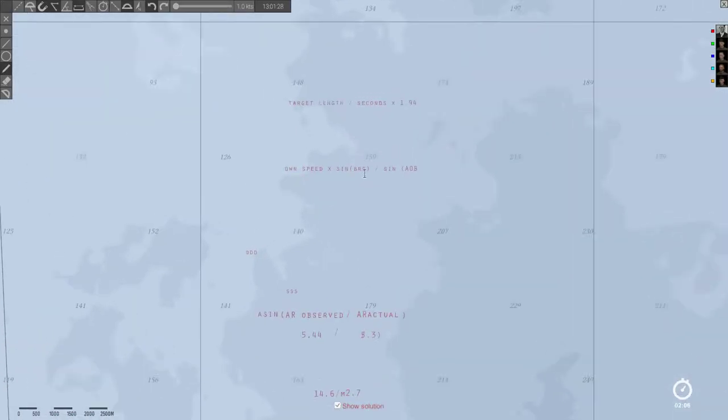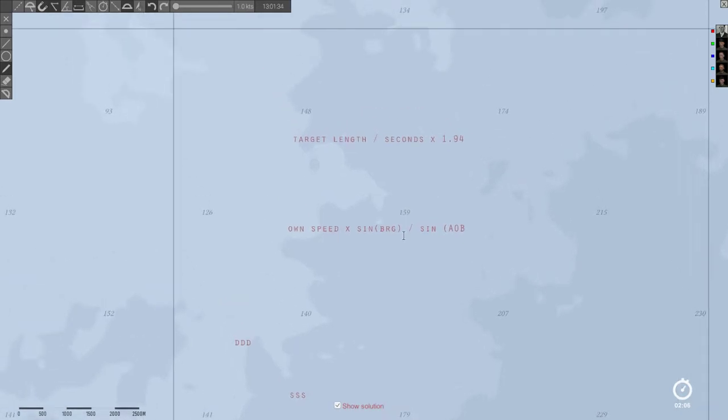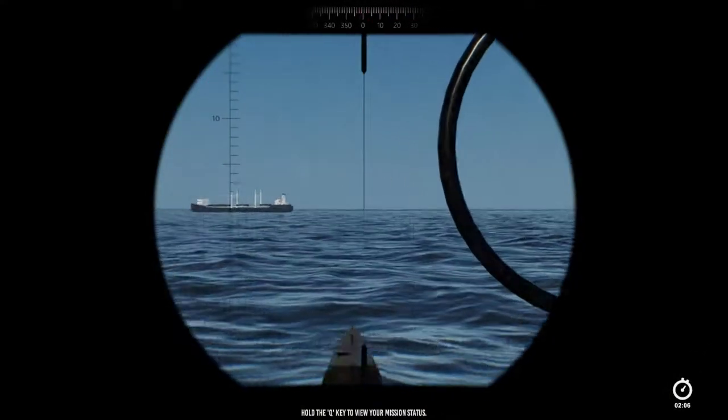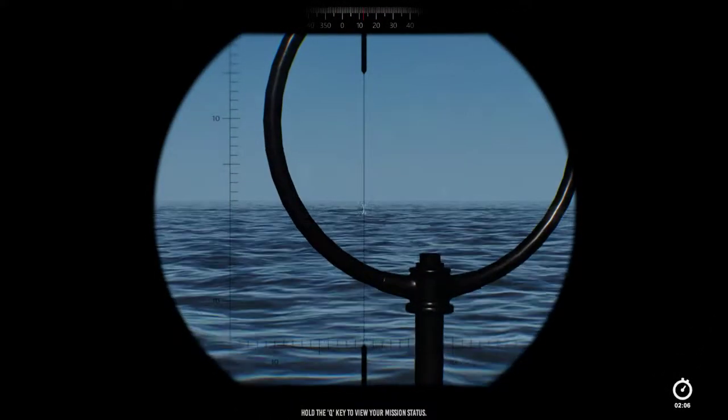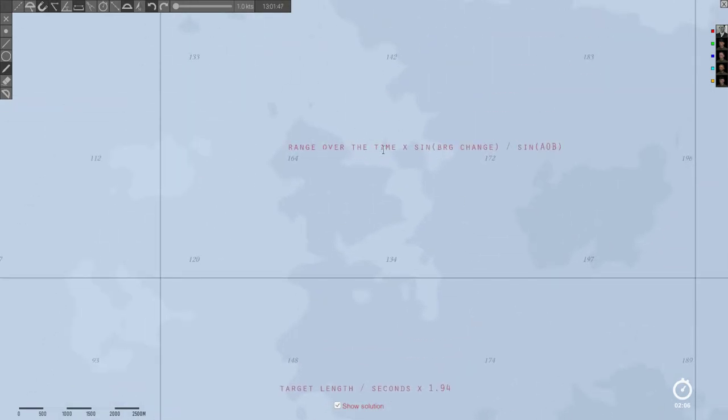So the first part is just like the constant bearing. You take own speed times the sine of the bearing over the sine of the angle on bow, as if the bearing wasn't changing, and then you have to apply a correction. You add the correction if the target used to be moving forward like this, or you subtract it if you're gaining on the target. And then the correction is range over time, which you don't have to worry about the over the time part. You just measure the range, second bearing. And then you align that with the original angle on bow, okay?